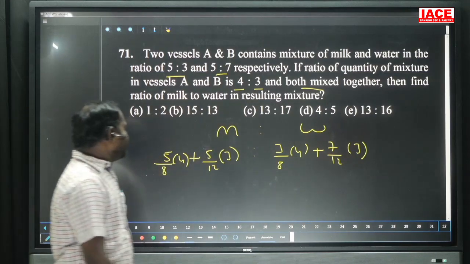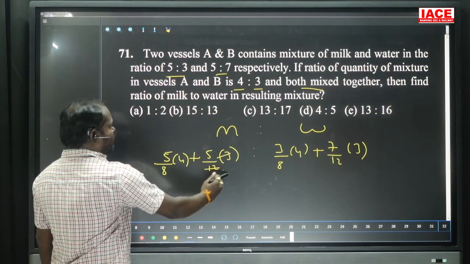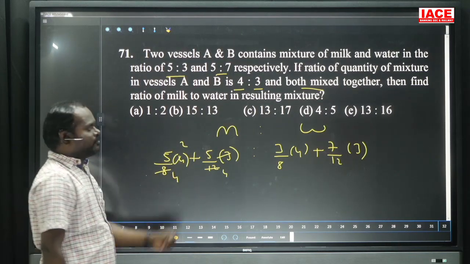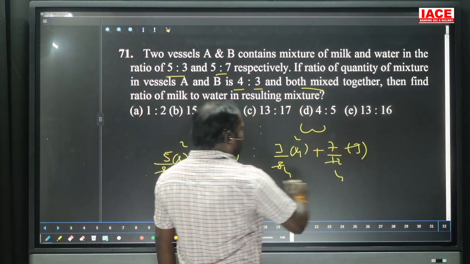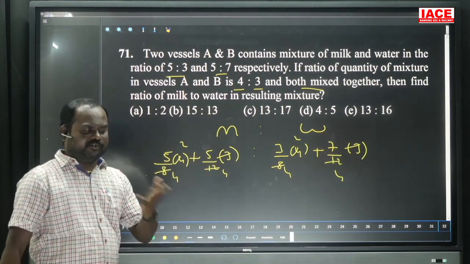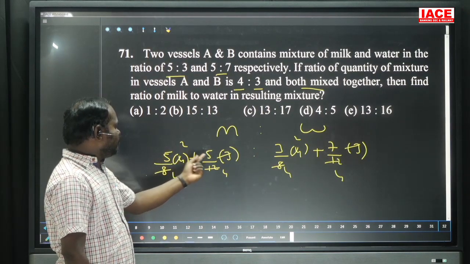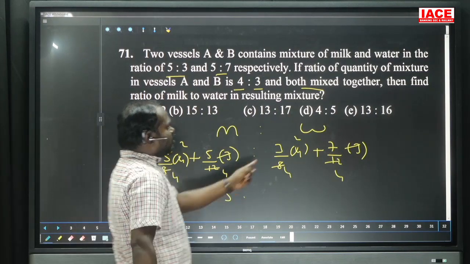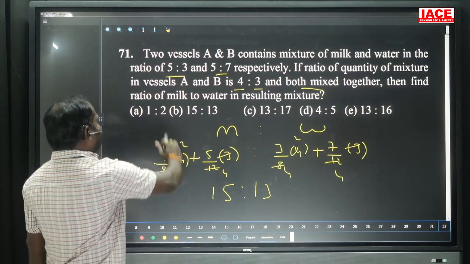Now here, we can cancel this one as 3 fours, 2 twos, 2 fours. I am keeping my denominator the same. 2 twos, 2 fours, 3 fours. All denominators are the same, because whenever denominators are the same, we can cancel very easily. Here it becomes 5 twos are 10 plus 5, 15. 6 plus 7, 13. 15 is to 13, nothing but option B.